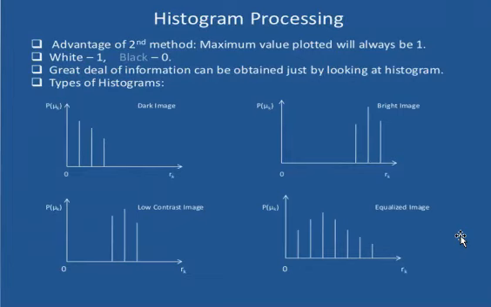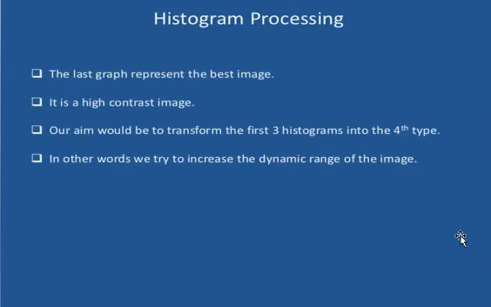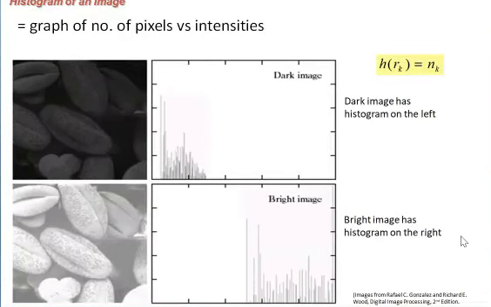After observing the histogram, by applying histogram equalization and getting the equalized image, you can enhance the image. Now here, the last graph represents the best image. It is a high contrast image. Our aim would be to transform the first three histograms into the fourth type. In other words, we try to increase the dynamic range of the image. Now coming to one example.